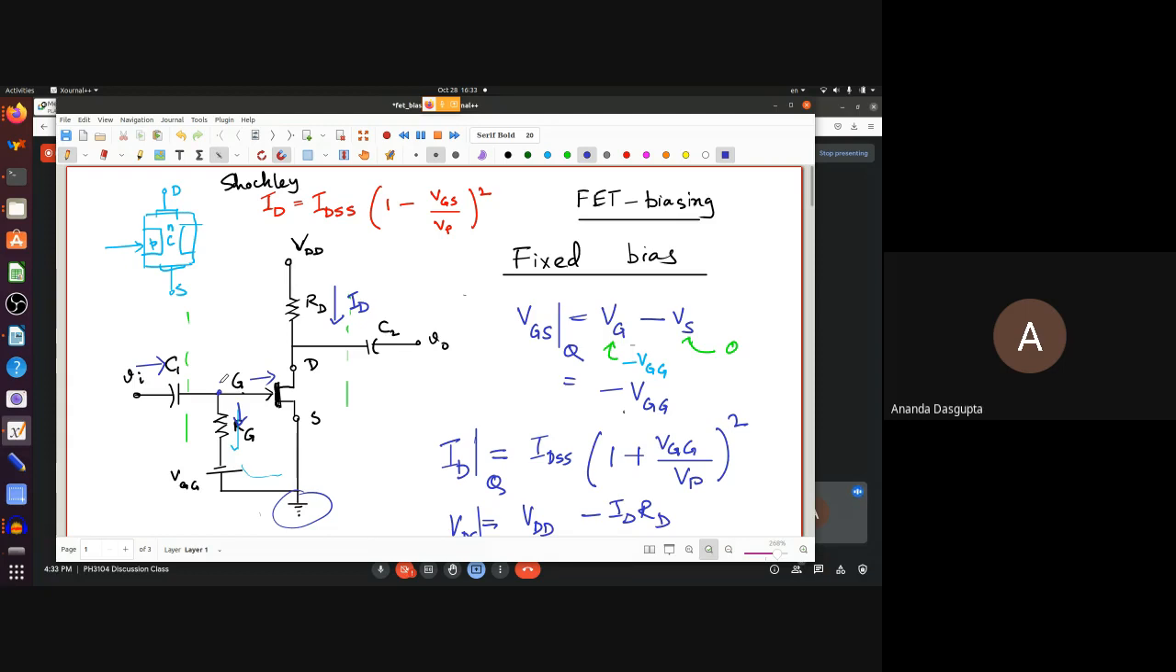Okay, so this is basically the idea behind the fixed bias circuit. Very simple in calculation, but you have to be careful and realize that every part of this circuit has its purposes.